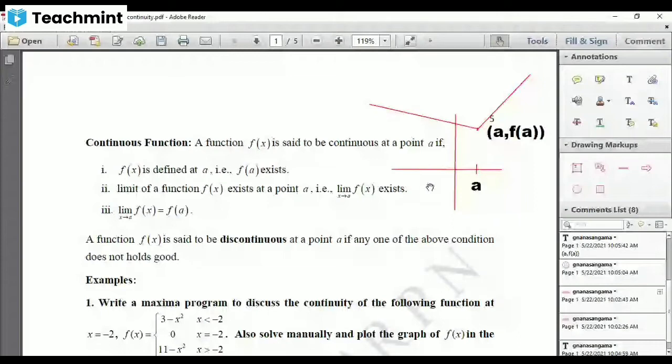Then what is meant by a discontinuous function? If any one of these fails, suppose f of a does not exist, then it is discontinuous. f of a exists, but the limit does not exist, then also it is discontinuous. f of a exists, left-hand limit exists, right-hand limit exists, but the left-hand limit is not equal to the right-hand limit. That is also discontinuous. f of a exists, the limit also exists, but they are not equal. Then also it is discontinuous. These are the different kinds of discontinuity, right?